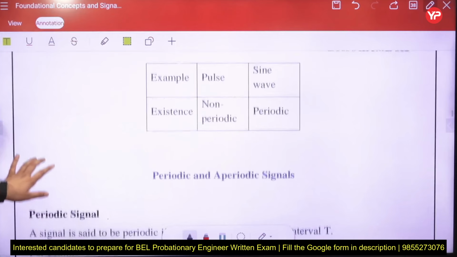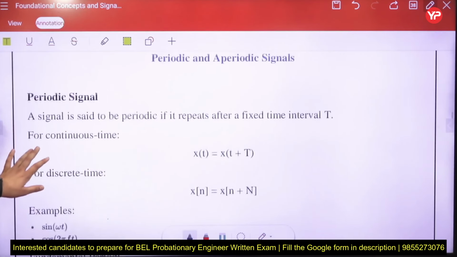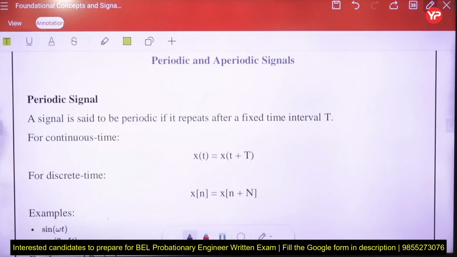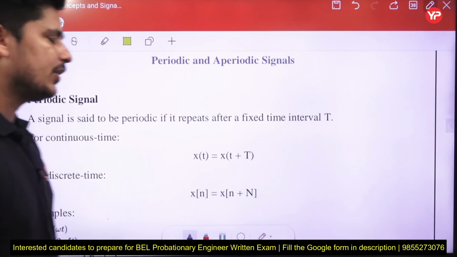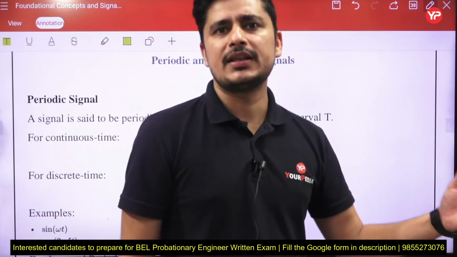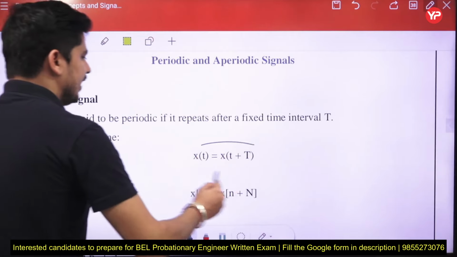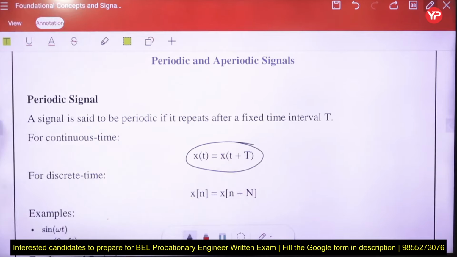Examples are pulse and sine waves, non-periodic and periodic. Generally, when we are talking about periodic signals, those are signals which will repeat themselves after a certain interval of time. That interval of time is called the period. So, if we define a periodic signal, x(t) equals x(t plus capital T). Any signal satisfying this property is a periodic signal.